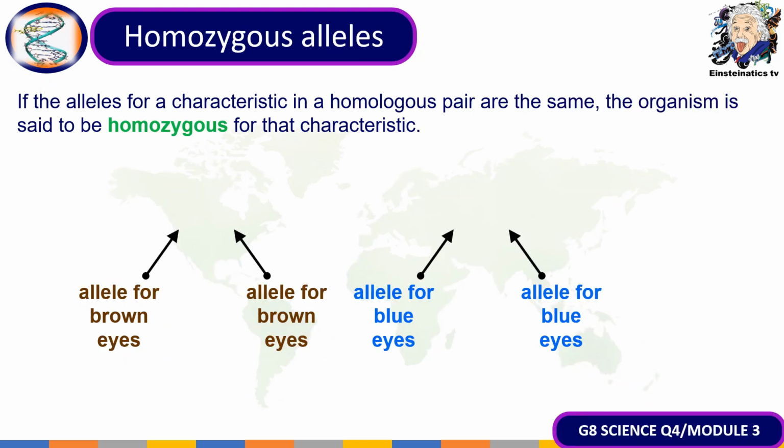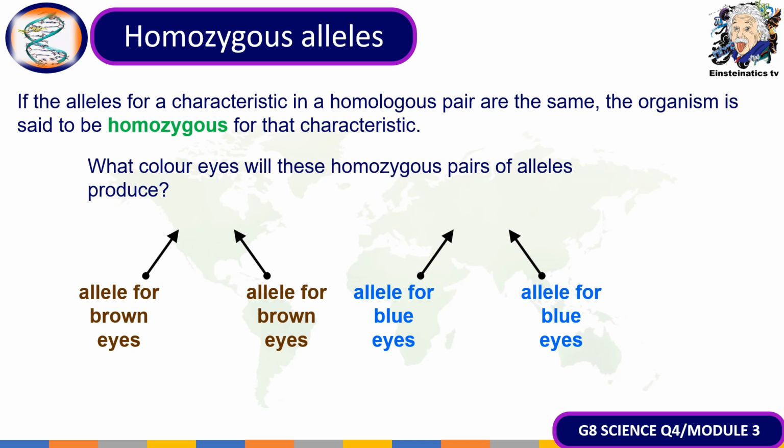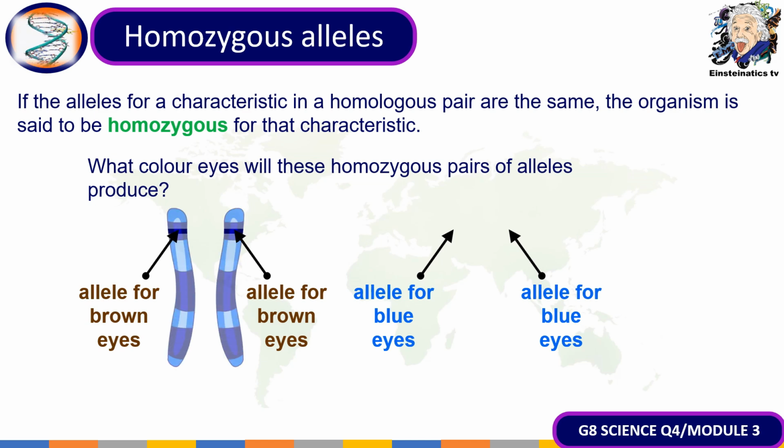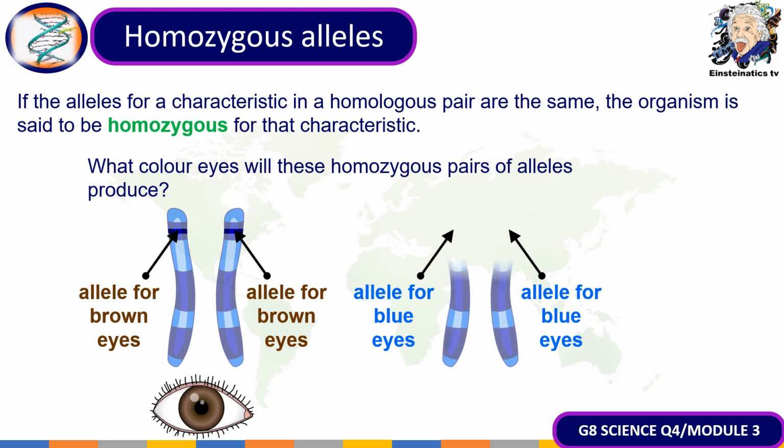There are two types of alleles. Yung pinakauna is known as homozygous alleles. So, paano mo ba malalaman that this is a homozygous allele? So, madali lang. So, if an allele has the same pair or magkapareho, the organism is said to be homozygous for that characteristic. For example, yung sa color of the eyes, it has both alleles for brown eyes or it could either have both alleles for blue eyes.